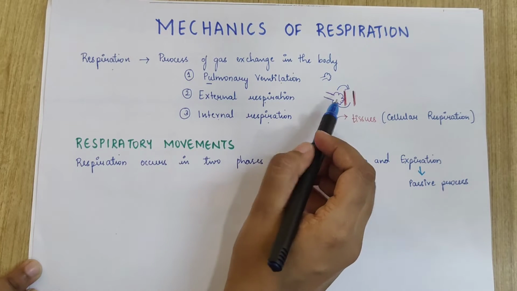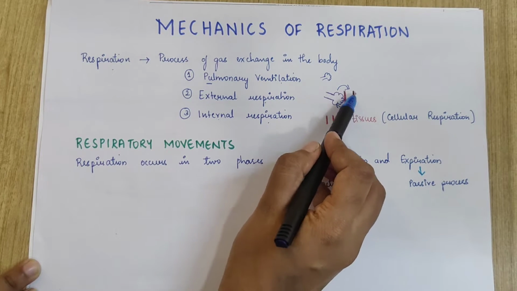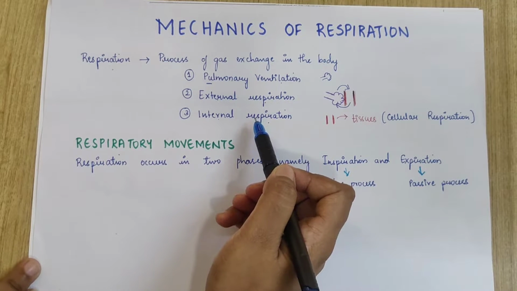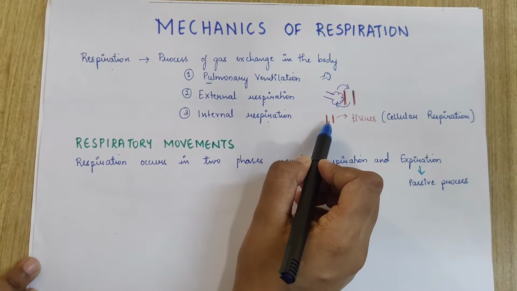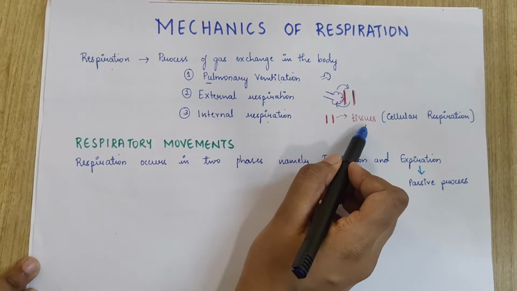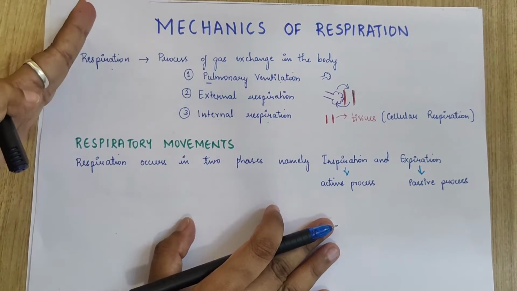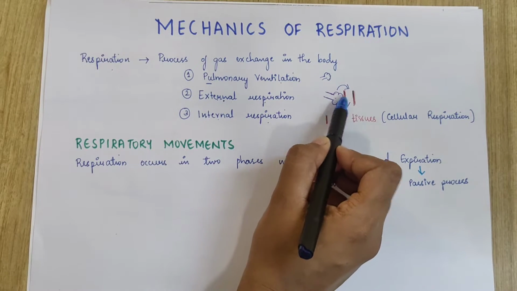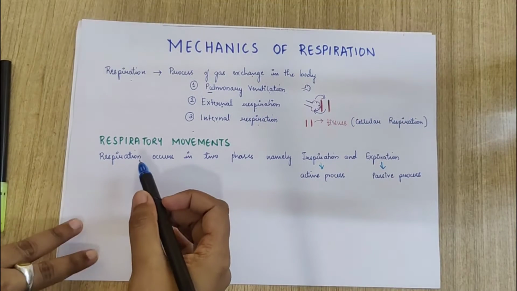External respiration is the exchange of gases between the alveoli and our blood. And when we go to internal respiration, it is the exchange of gases between the blood in the systemic capillaries and tissue cells. So what you will remember: pulmonary is environment and alveoli. External is alveoli and blood. Internal is blood and tissues.